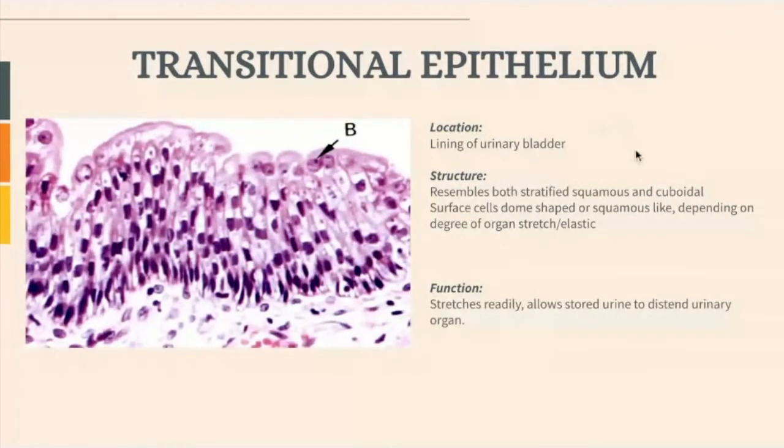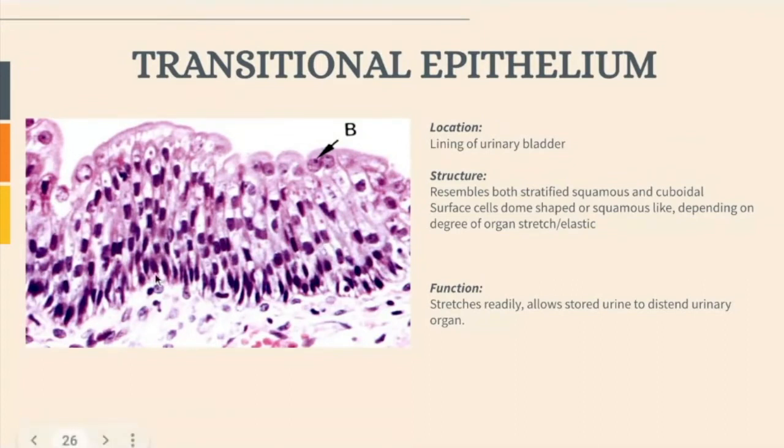And transitional epithelium, a type of stratified epithelium. It makes the lining of the urinary bladder, so it resembles both stratified squamous and cuboidal. Stratified actually means strata, levels: level one, level two, level three. You can see the levels by looking at their nuclei. This is level one, level two.